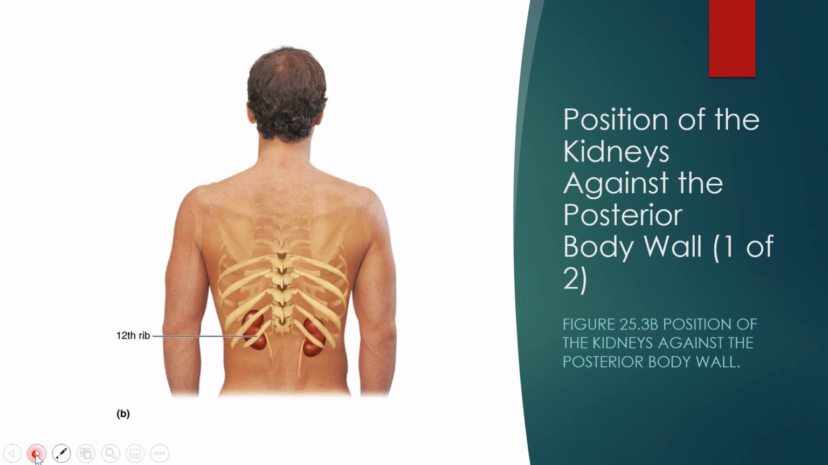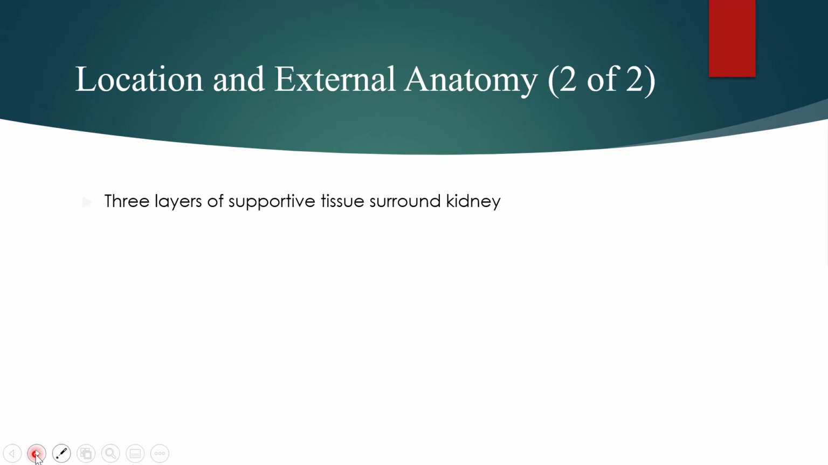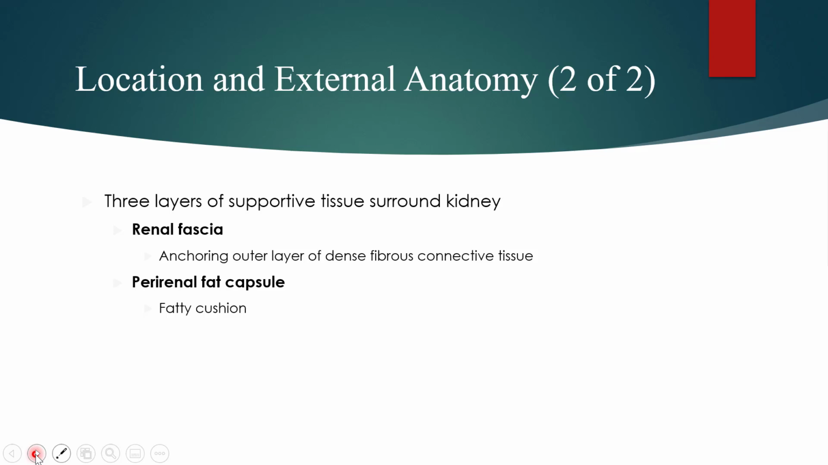And this is the position of the kidney from a different view. So there are three layers of supporting tissue that surround the kidney. You have the renal fascia. It anchors the outer layer and it's made of dense, fibrous connective tissue. Then you have your perirenal capsule. It surrounds the entire kidney.